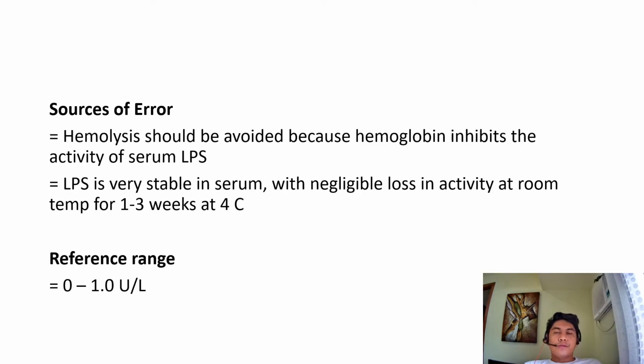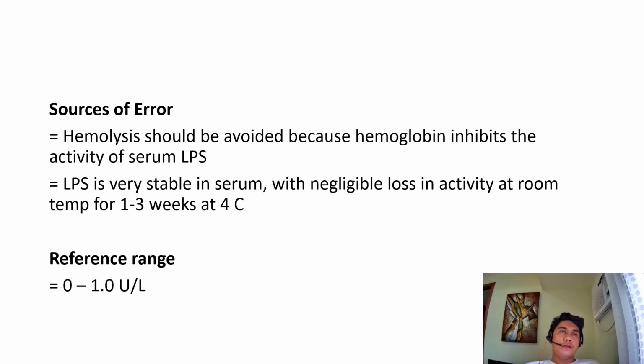Okay, so regarding sources of error, hemolysis should be avoided because hemoglobin inhibits the activity of serum lipase. So you should not use a hemolyzed specimen for lipase determination because it will yield a false decrease in lipase activity. Lipase is very stable in serum with negligible loss in activity at room temperature for 1 to 3 weeks at 4 degrees Celsius. Reference range of lipase is 0 to 1.0 units per liter.